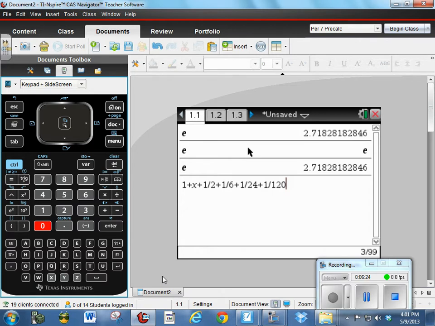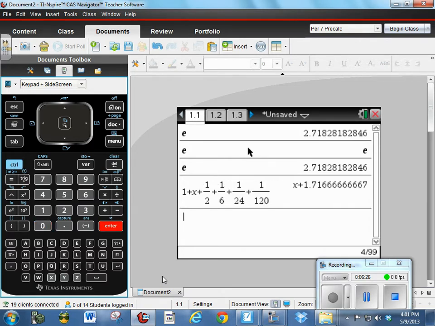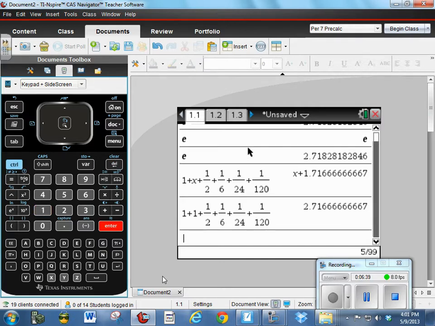So let's see what we have so far. Oops, I put an x instead of a 1. That was not supposed to happen. Let me go back and change my x to a 1. Okay, well, I've got 2.71, so I'm at 2 decimal place accuracy. Let's add a couple more terms.